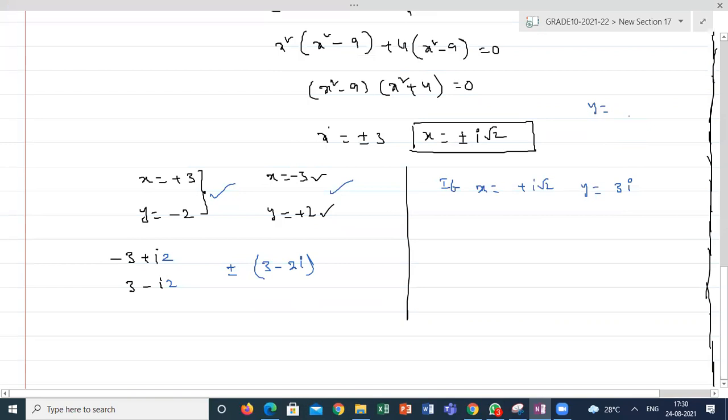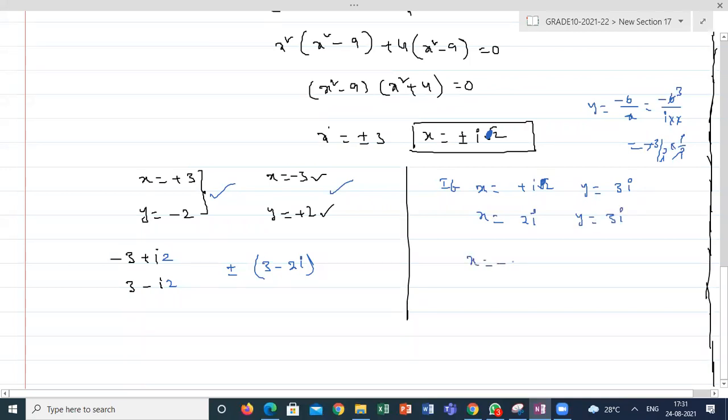Because y is equal to −6 by x. This is −6 by 2i. Sorry, this is not root 2, I am confusing again and again. This is 2i only. 2 into i, 3 times. So −3 by i, multiplying with i and i, the minus will cancel. This will become +3i. So if x = 2i, my y = 3i.